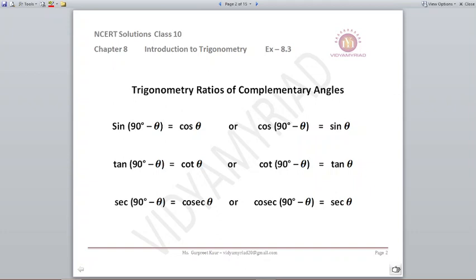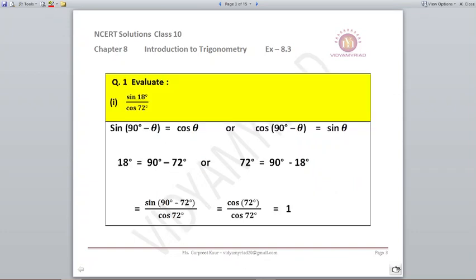Like that we are going to do this exercise. In the same way, if we write cos (90 minus theta), then it will become sin theta. Theta will again be the angle we are taking over here. Tan (90 minus theta) will be cot theta. Similarly, cot (90 minus theta) will be tan theta. Secant (90 minus theta) will become cosec theta, and cosecant (90 minus theta) will become secant theta. So sin will be replaced by cos, tan will be replaced by cot, and secant will be replaced by cosecant, and in the same way for the reciprocals. Let's do question number 1.